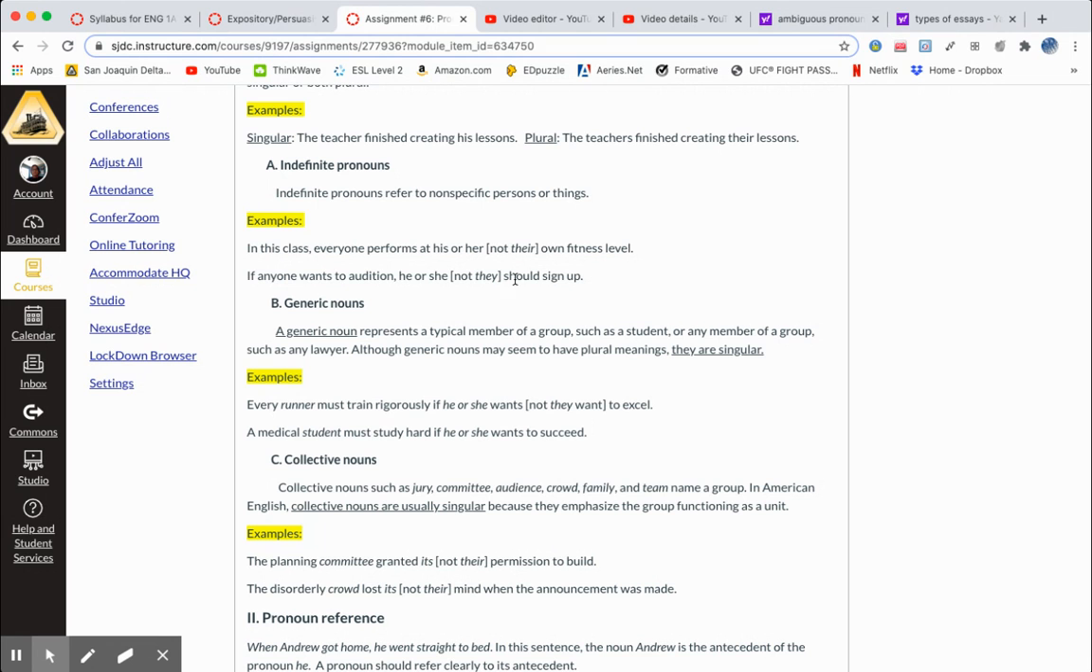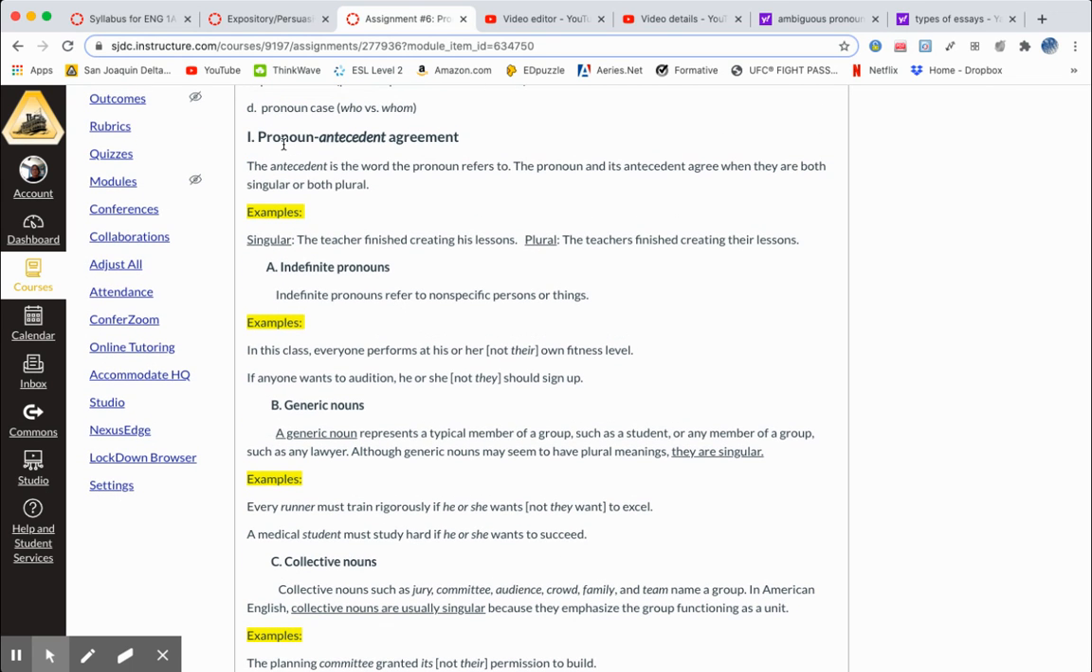When we speak, we generally say they with a sentence such as this. If anyone wants to audition, they should sign up. We say that sort of informally. But when you're writing, you should keep in mind that the pronoun should match its antecedent. And in this case, the pronoun is singular. Anyone, an indefinite pronoun. So again, we're looking at pronouns and their antecedent agreement.